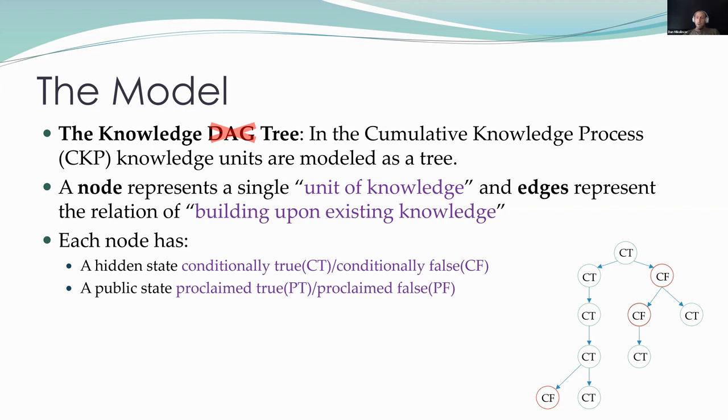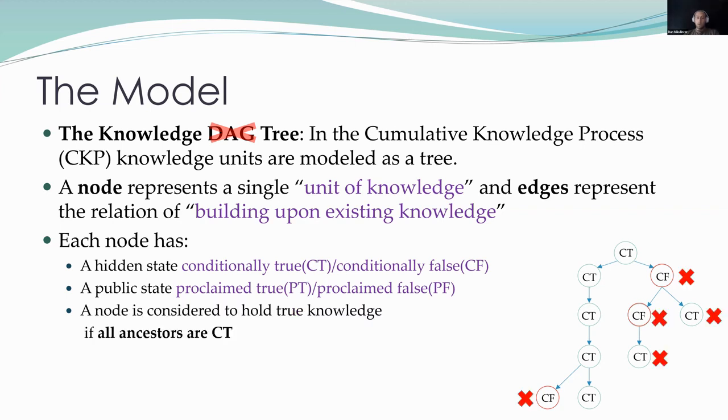Now, a node can be wrong in two cases. Either it is conditionally false, objectively the knowledge inside it is wrong, or it builds upon a wrong unit. So a node is false in those two cases, and in the other case, it holds true knowledge, which means that all ancestors up to the root of the tree are conditionally true. But this is a hidden state, of course. So these are the structural properties of the model.